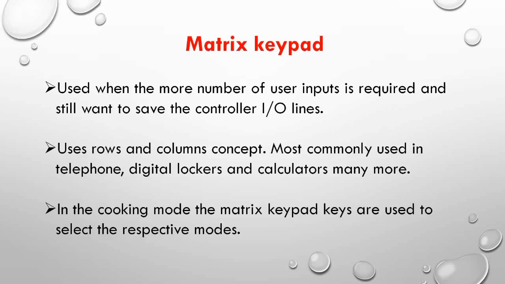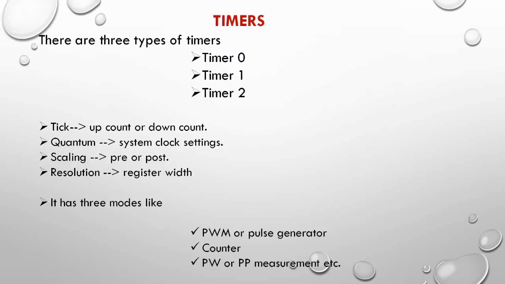Matrix keyboard. It is used when a larger number of user inputs is required and we still want to save the controller's input output lines. It uses the row and column concept. It is commonly used in telephones, digital lockers, calculators and many more. In cooking mode, the matrix keyboard keys are used to select their respective modes.